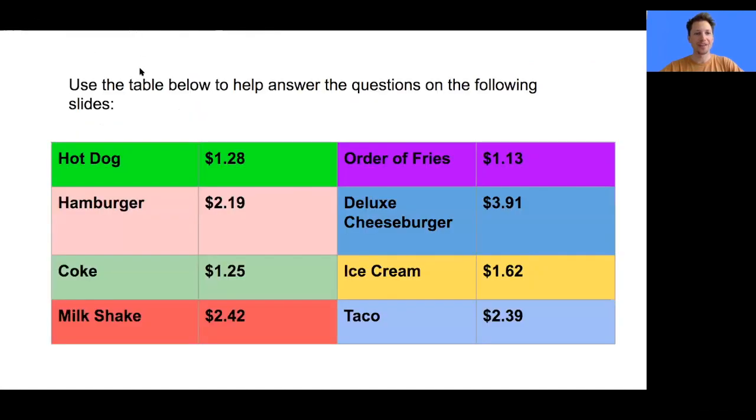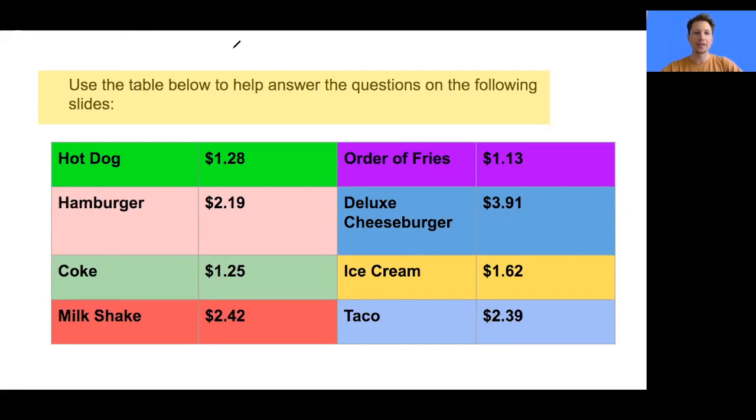All right, so these directions state, use the table below to help answer the questions from the following slides. What I like to do is read what we have going on here. Looks like this is a menu. Hot dogs, $1.28, hamburgers, $2.19, a Coke is $1.25, milkshake is $2.42, order of fries is $1.13, a deluxe hamburger is $3.91. That's interesting. Deluxe hamburger is quite a bit more expensive than just a hamburger. Okay. Ice cream is $1.62 and a taco is $2.39.